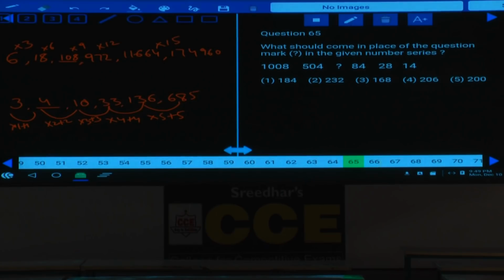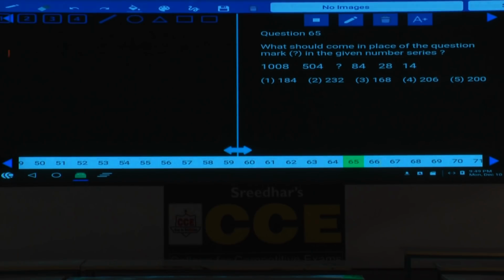Then question number 65. Now in this question, if you observe here, the numbers are in the decreasing order. Whenever the numbers are in the decreasing order, always start in the reverse order, 14, 28, because compared with this one, it is multiplication and division. Multiplication is easier, hence we should always start in the reverse order. 504, and this is 1008. Now 504 and 1008 can be written as into 2. Now 14 into 2. Now 28 into 3. Into 2 is there, into 3 is there, this must be into 3.